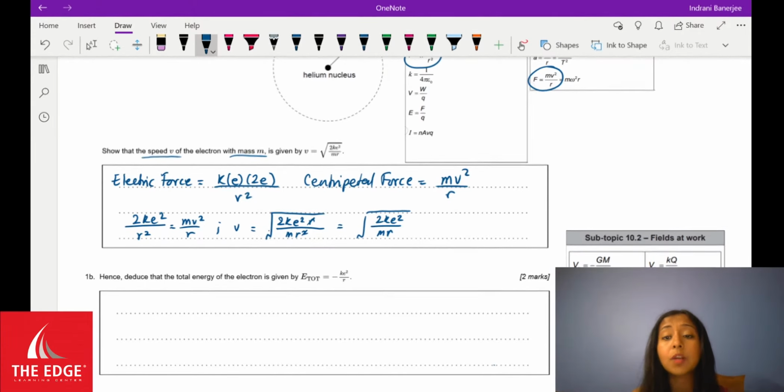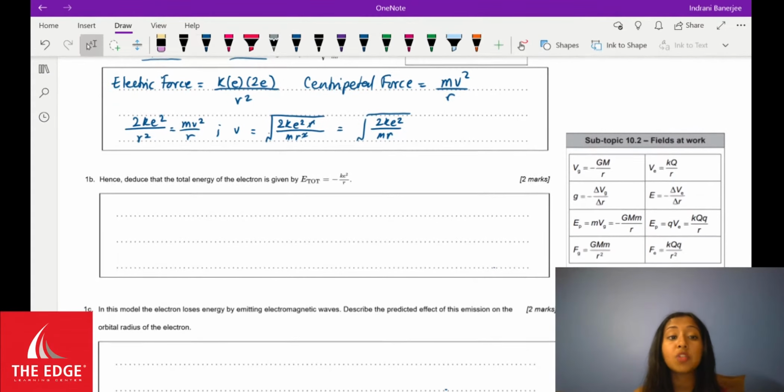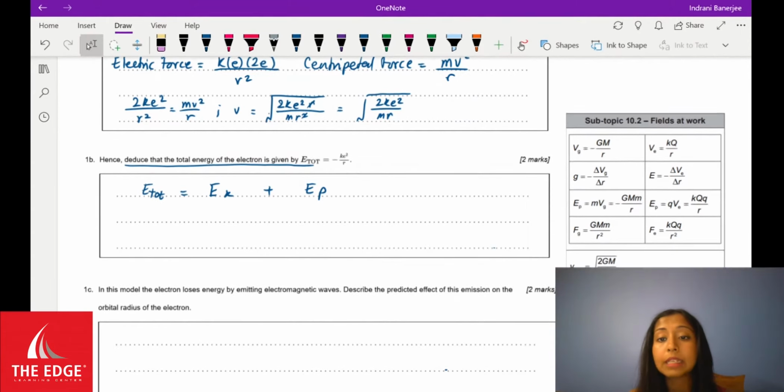The second part of the question would like us to calculate the total energy of the electron. So I'm going to start off by stating that the total energy is the sum of the kinetic energy of the electron and the potential energy of the electron. In this case, it's a good idea to note that potential energy will be negative, but we'll deal with that later. So first, to derive the equation for the kinetic energy, we'll just use half mv squared. This is also given to you in the data booklet, by the way.